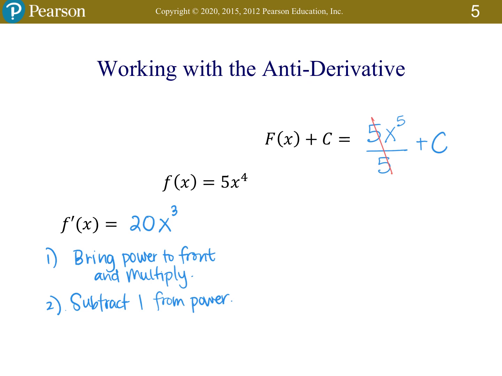If you were going to do the antiderivative, can you come up with a rule that is the exact reverse of that? Literally the exact reverse. So step 2 would become step 1. Step 1 would say add 1 to power. That's the opposite of subtracting 1 from the power. And then what would step 2 be? Bring power to where? Not to the front, but to the denominator. Bring power to the bottom.